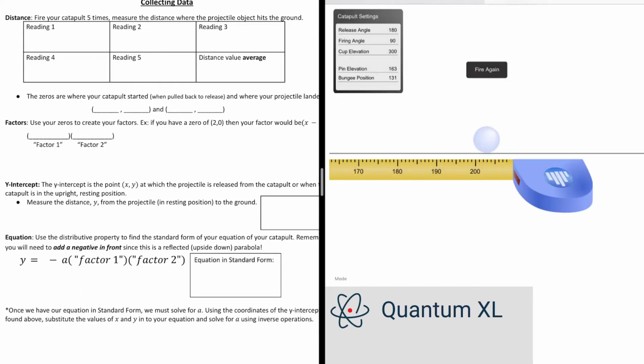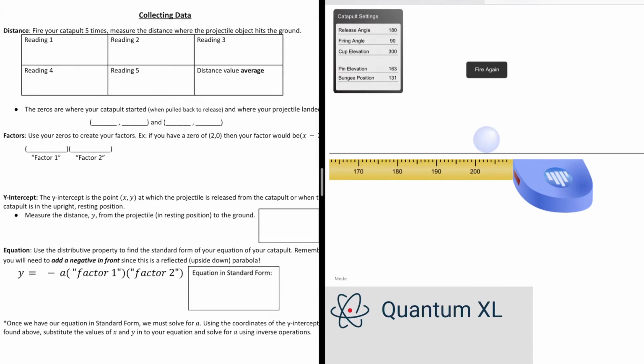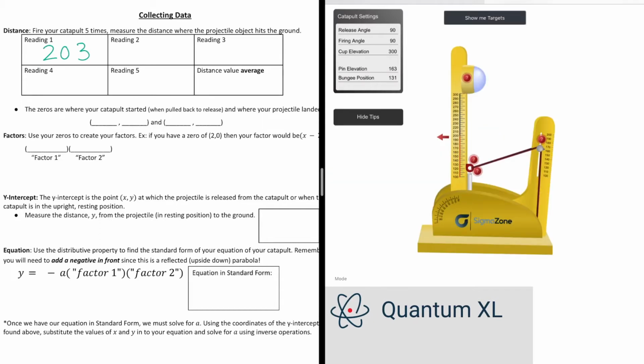You can either measure from the back of the ping pong ball, the front, or the middle, but make sure that you're keeping that consistent. I'm going to use, in this case, the bottom in the middle of it. So it looks like it's around 203. And I'm going to write that in my first reading, and then you can click fire again.